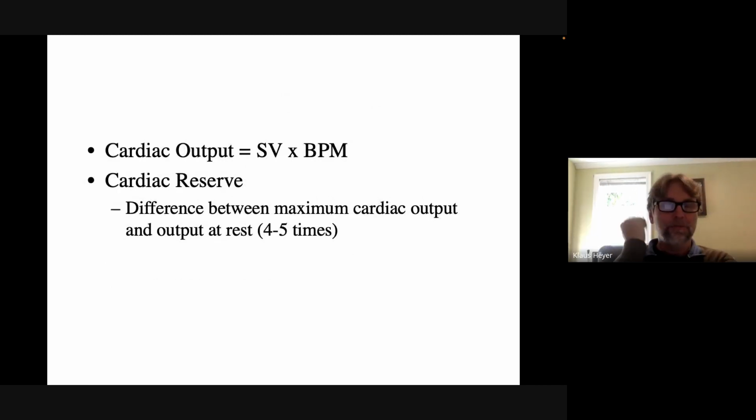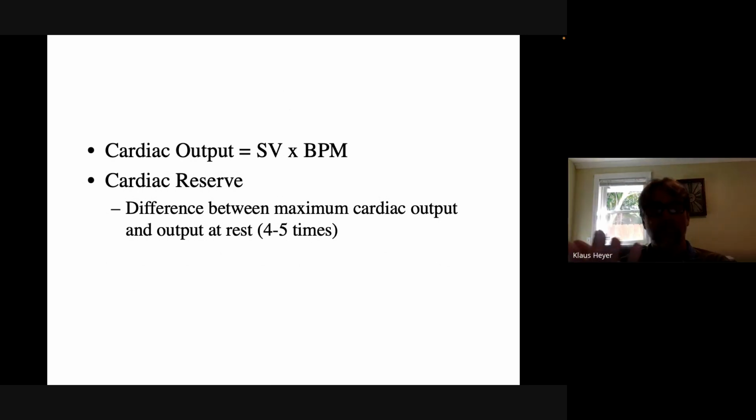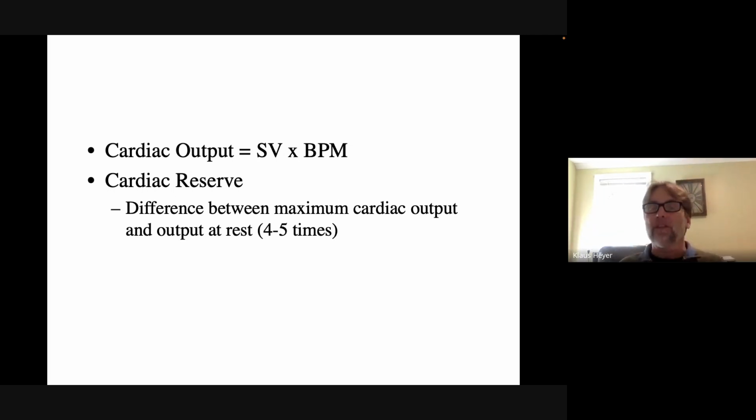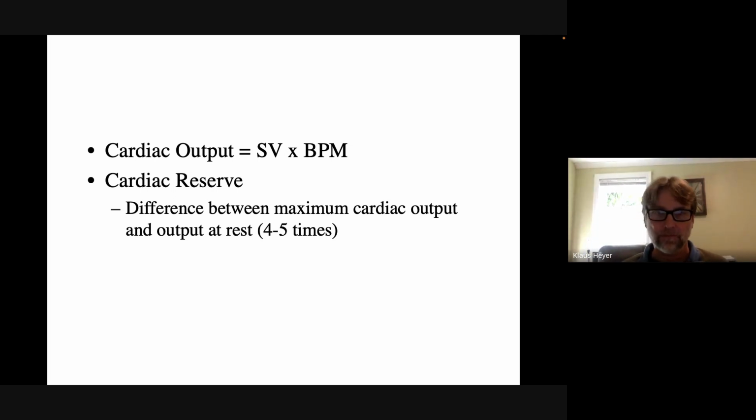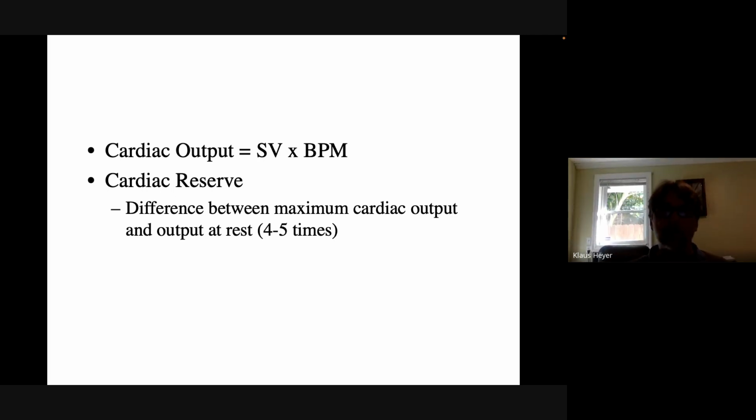I didn't write this on the board, but I just kind of mentioned it, that cardiac output is your stroke volume multiplied by beats per minute. So you take stroke volume and then beats per minute, and then you get cardiac output. So that's another measure of cardiac output. I know there's ejection fractions and things like that, but it's just another type. And this one, cardiac reserve, is just more FYI. That there's a big difference between the minimum output and the maximum output. So it's four times more.